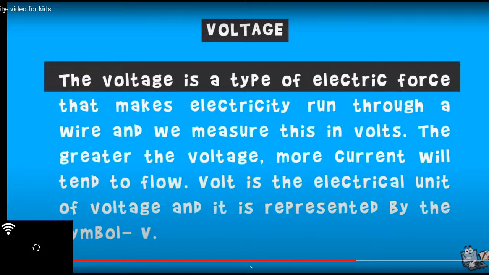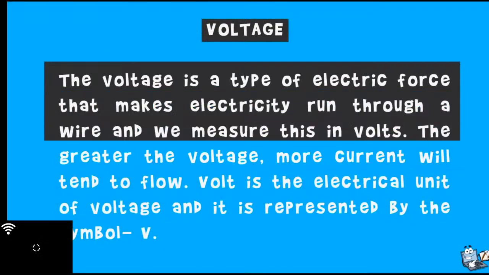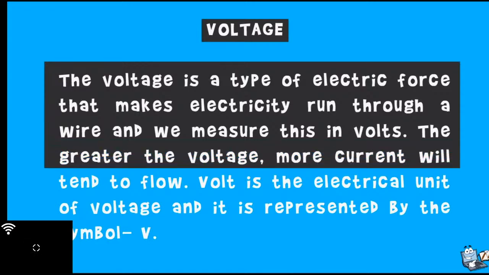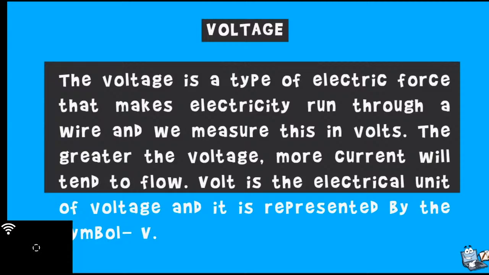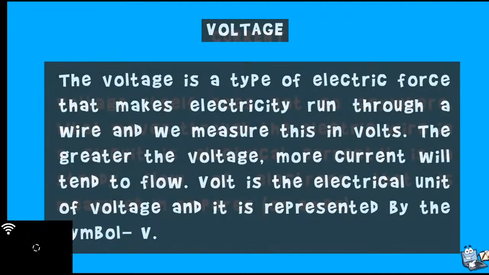Voltage. The voltage is a type of electrical force that makes electricity run through a wire, and we measure this in volts. The greater the voltage, the more current will tend to flow. Volt is an electrical unit of voltage that is represented by the symbol V.